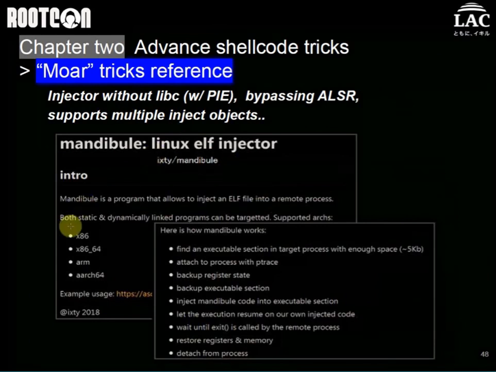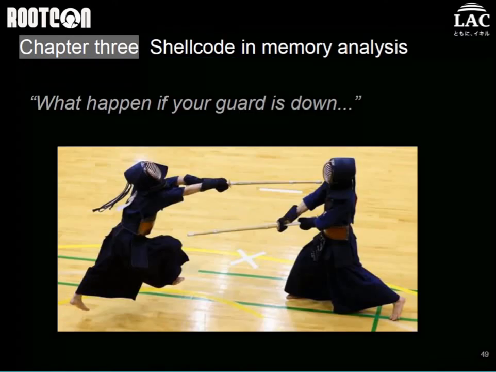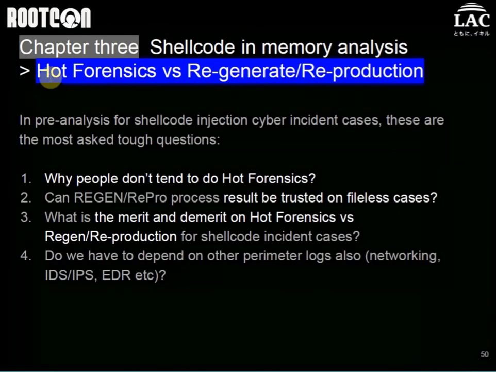Then the other one is an injector without libc, bypassing ASLR, supporting multiple inject objects with this Linux ELF injector. You can see all of these references in the previous talk in the HackClue, so you can see much more detail over there. These are very sophisticated, but the many kinds of technique can be used to inject the shellcode into the memories with process injections.